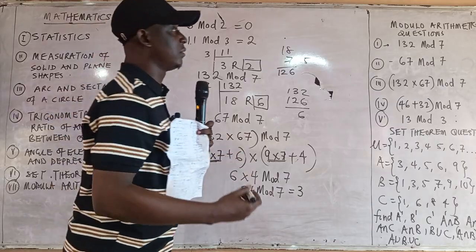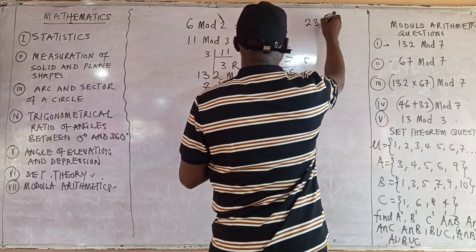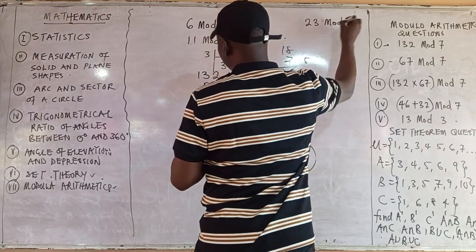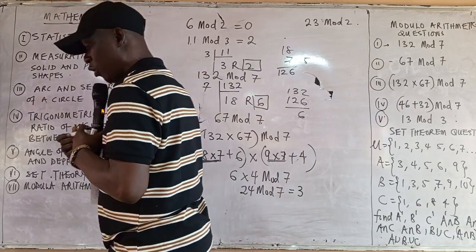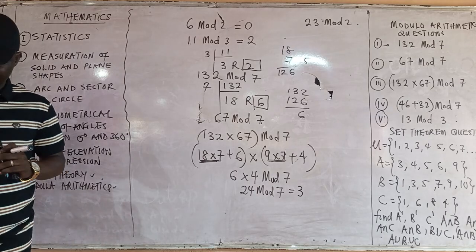Let me give you this one. What if I have 23 mod 2 without solving? What will be your answer? 1. Excellent. 1 will be your answer. So please take note of that. Very, very important.